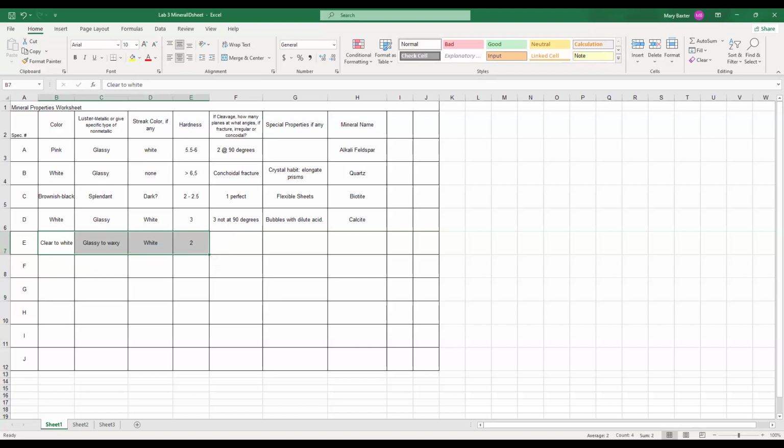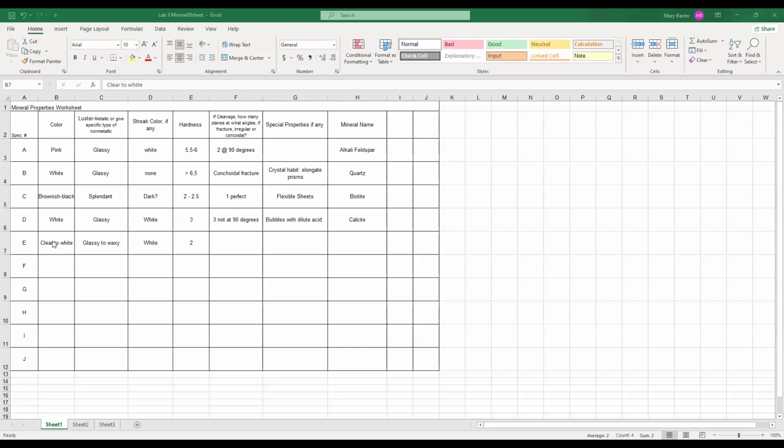Enter all that. Let's go back over and show you what I got on there so far. Clear to white, glassy to waxy, white. Now, if yours is clear, just say clear. If you feel like yours has a really, really brilliant flash of light when you move that, then put glassy and don't put waxy. What about cleavage? Well, if you look at my specimen, it looks like it has flat planes.